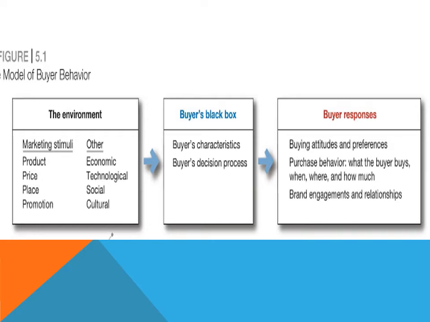So marketing stimuli is about a stimuli given by a marketer through their product design, the pricing method, or distribution, and also how they try to design the marketing message. And then the other environments such as economic, technological, social, and cultural environment will also become a stimuli.